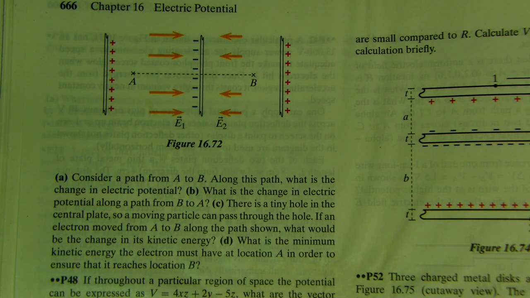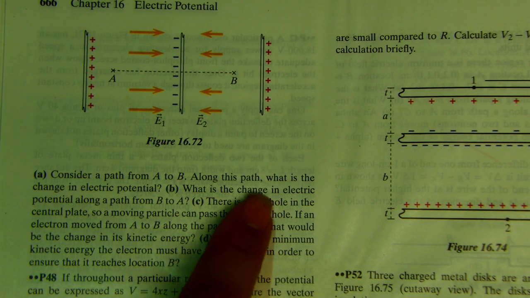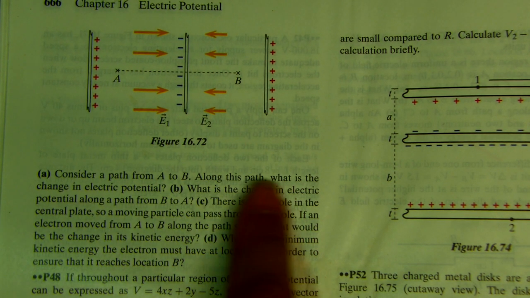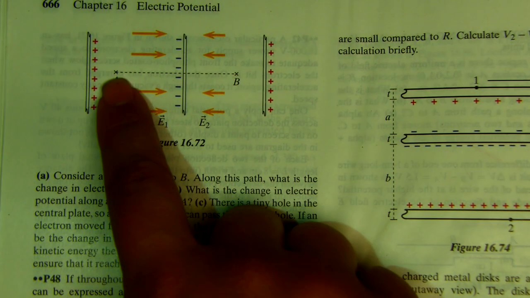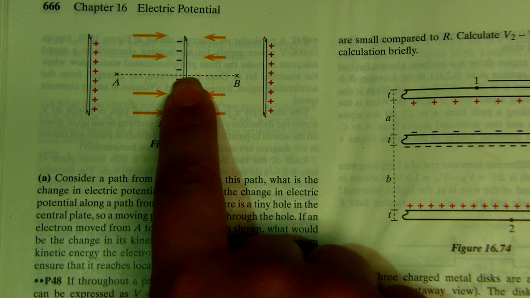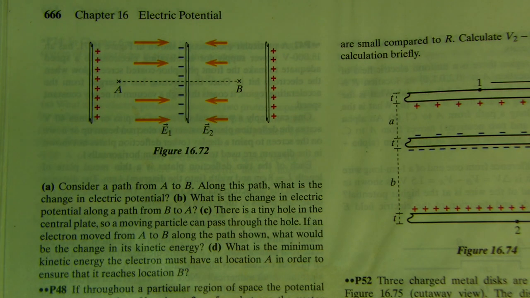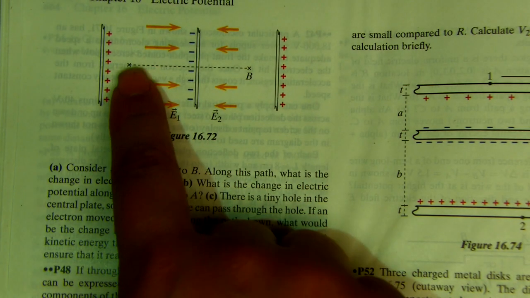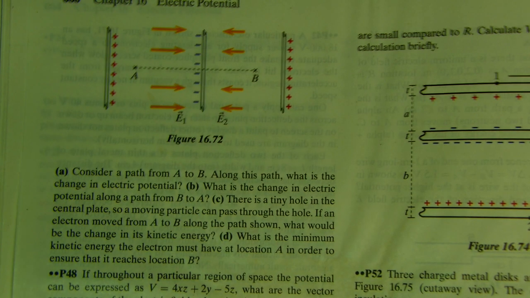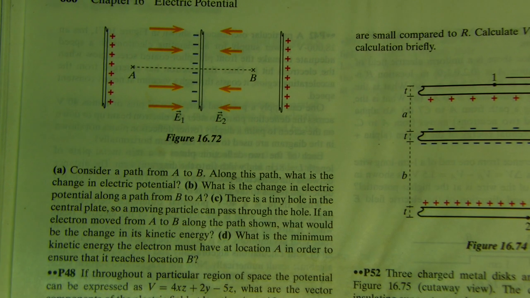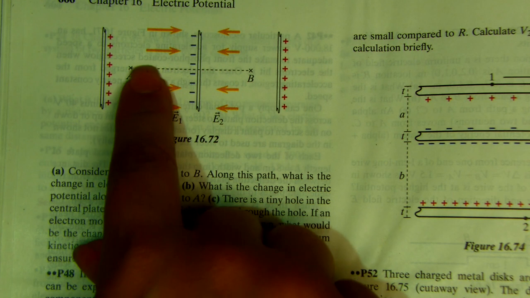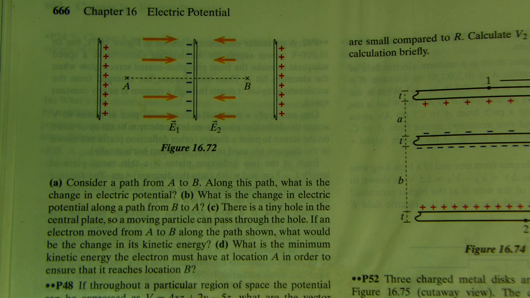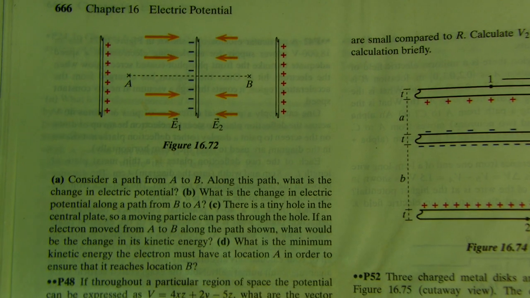All right, so we want to look at the path from A to B and calculate the electric potential. And then we want to do the same thing looking at the path from B to A. And then we're going to say there's a tiny hole there and it's going to be a negligibly thin plate. What would the change in kinetic energy be if we moved an electron from A to B? And then lastly, what is the minimum kinetic energy the electron must have at location A to fight against that repulsion and get to location B? All right, so let's step through this together.